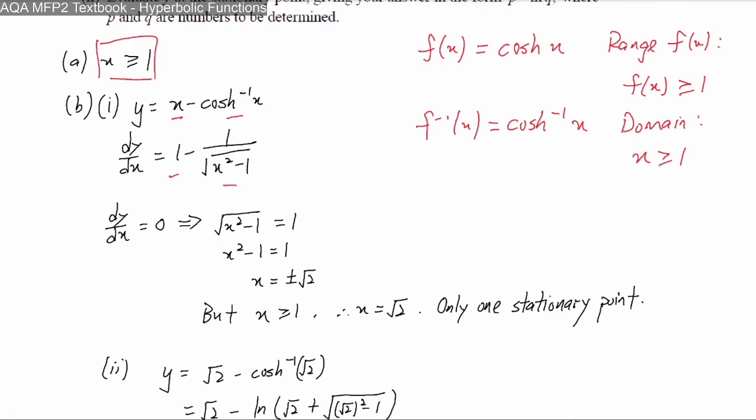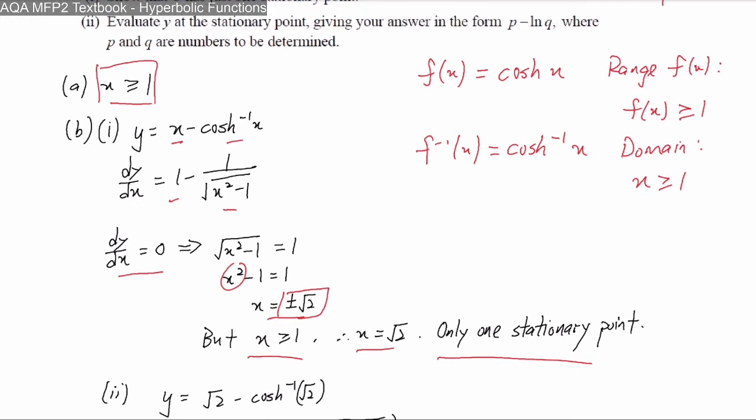Just quote the result from the formula list. Because we want to find the stationary point, we make dy/dx equals 0 and try to solve for x from there. Remember this is a quadratic equation, so at first we get two values of x, which are plus minus root 2. Then because we already said x is greater or equals to 1, we can only take the value x equals root 2. So there is only one value of x, which means we have only one stationary point. This is what we get from the first part.